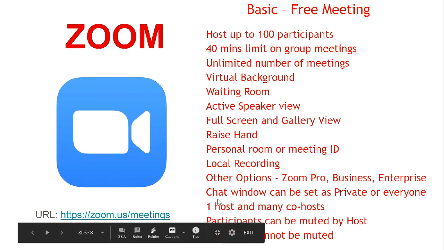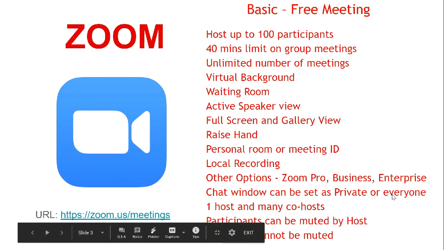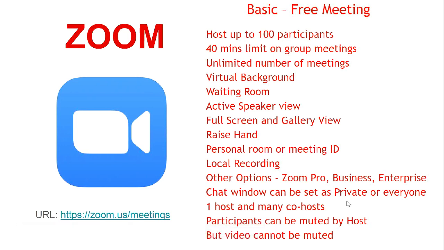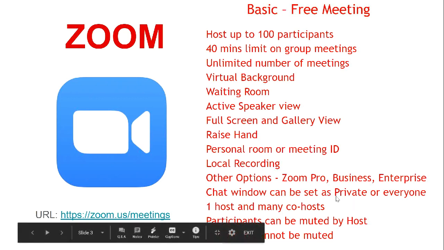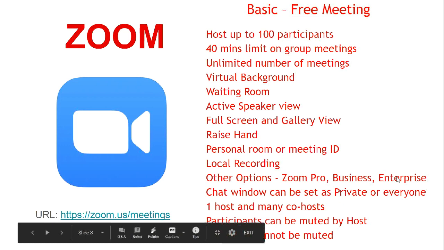In the chat window, there is an option that anybody can communicate. There also the host can have control. You can make it a private chat or for everyone. Because sometimes in some meetings you might have found people just typing some messages and creating problems for others. If you want to avoid that, you can set it as a private chat. That means they can chat only with the host or co-host. They cannot chat with everybody, or you can give the option for chatting with everybody.